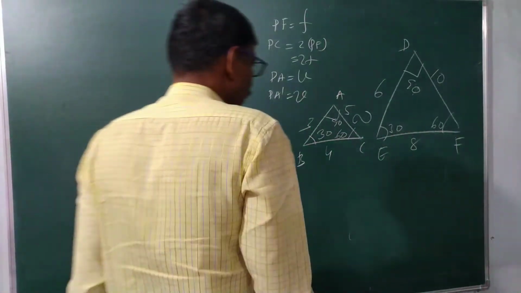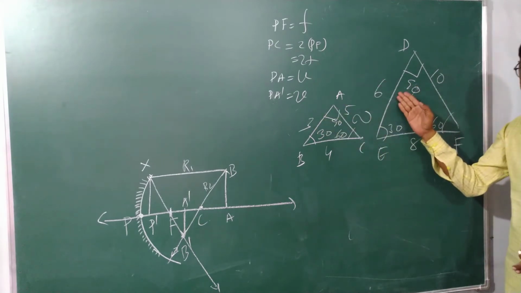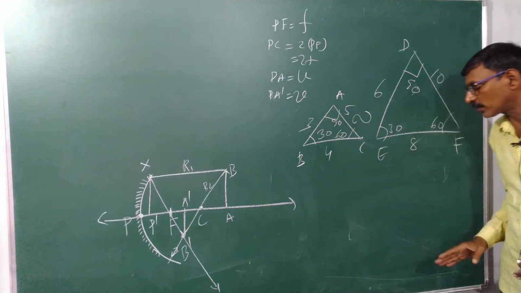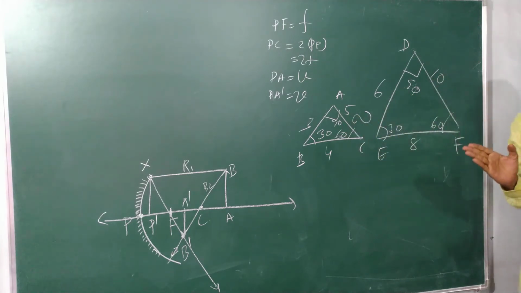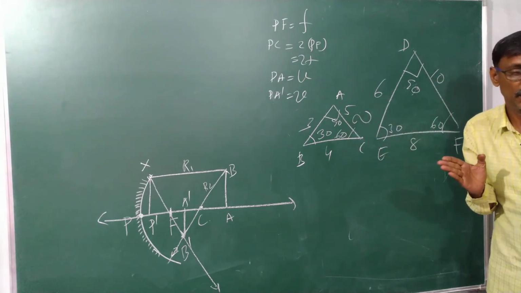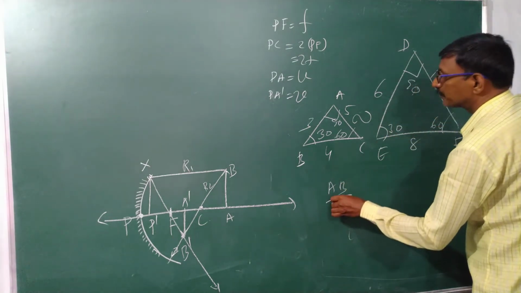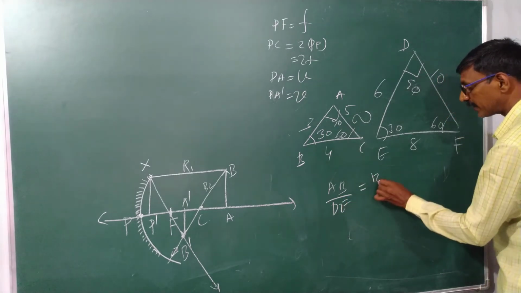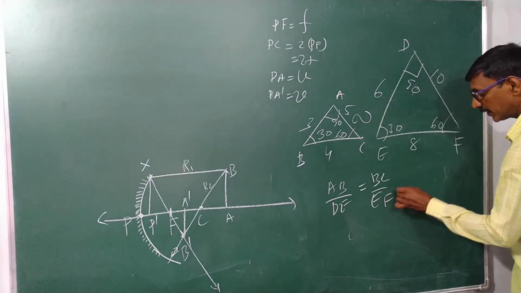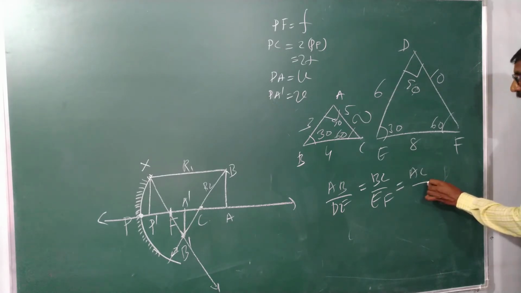Yeah, similar triangles property. This by this must be equal to this by this, which must be equal to this by this. That means corresponding sides are in proportion. That means AB by DE is equal to BC by EF is equal to AC by DF.